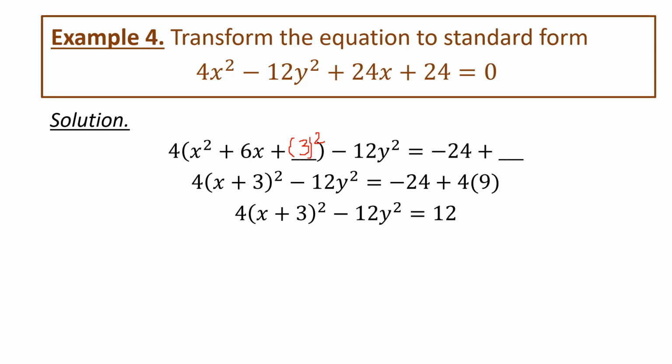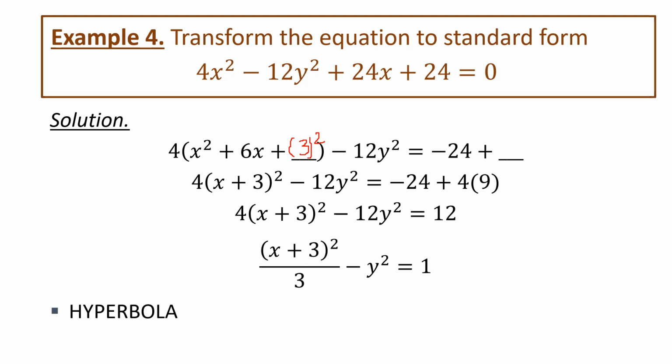Dividing everything by 12, we have (x plus 3) squared over 3 minus y squared is equal to 1. Therefore, this is a hyperbola. Kasi equals 1 yung ating expression.